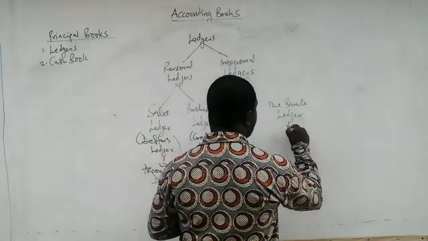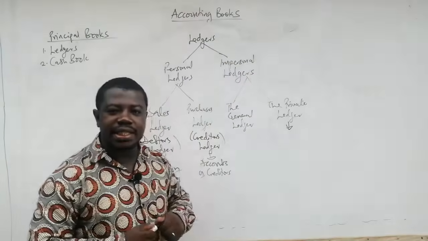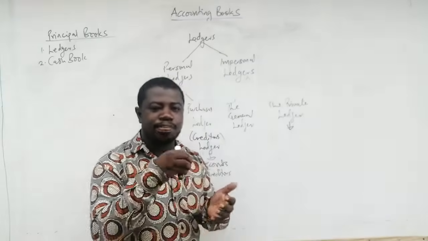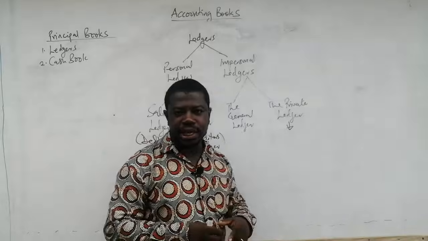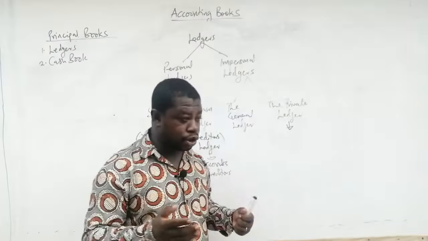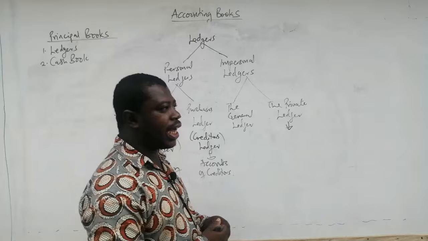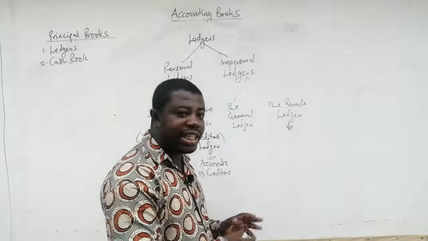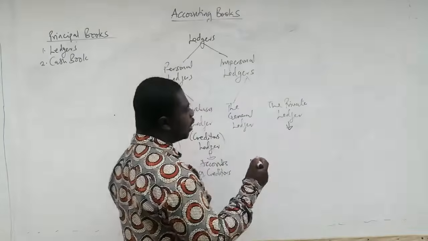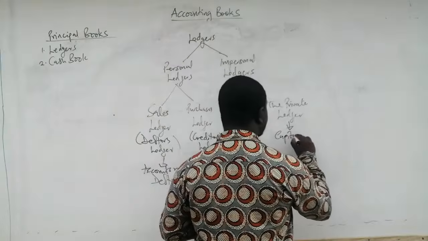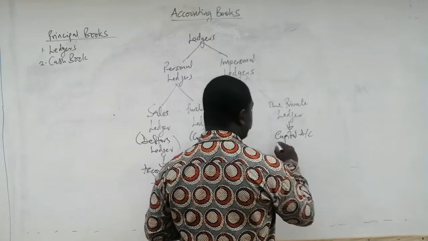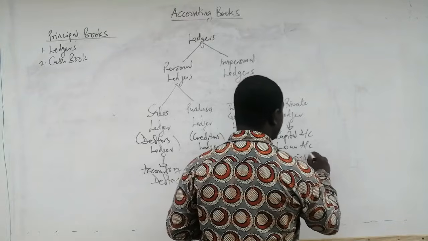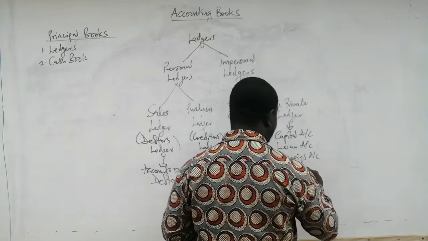The private ledger, I don't know if practically it's in existence now, but the purpose of the private ledger is to record the owner's private account. I don't know how many organizations are still operating the private ledger, but I'm sure it's still in existence. Now, the private ledger should contain the owner's private personal account, which usually is locked in a safe in a typical organization. And these accounts are the capital account, the loan account, drawings account, and then the profit and loss account.